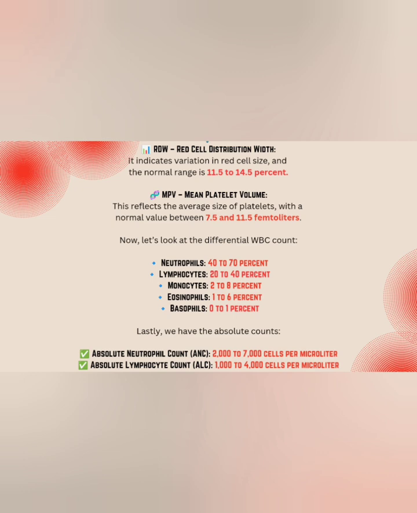Lastly, we have the absolute counts. Absolute neutrophil count 2000 to 7000 per microliter. Absolute lymphocyte count 1000 to 4000 cells per microliter.